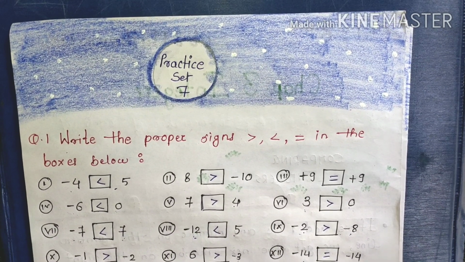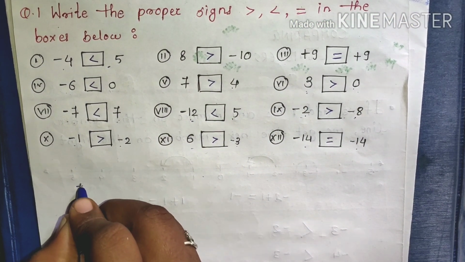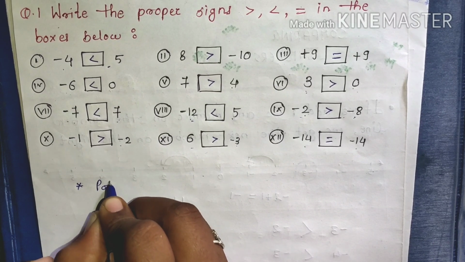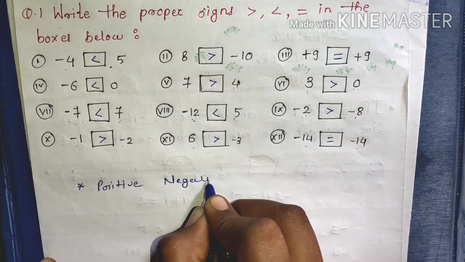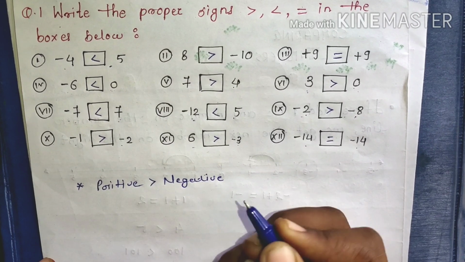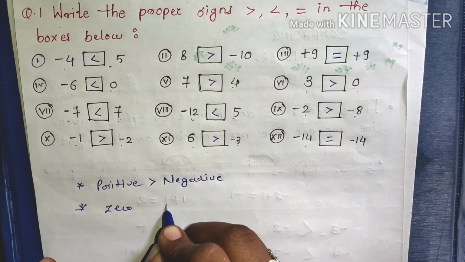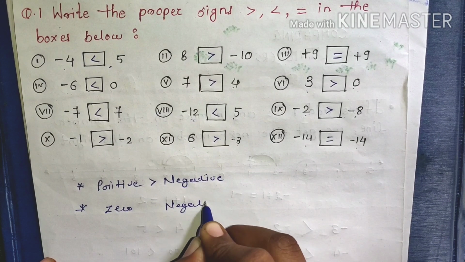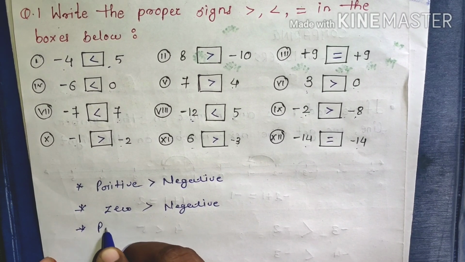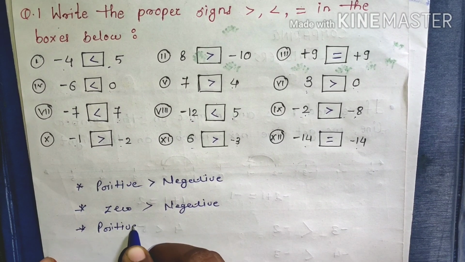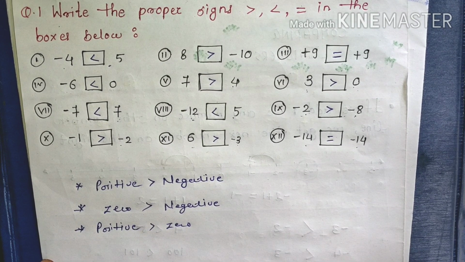Okay, understood. Now once again we will revise that if we want to compare between positive and negative number, always positive is greater. Next, if we want to compare between 0 and negative, then always 0 is greater. Next, if we want to compare between positive and 0, then always positive numbers are greater.